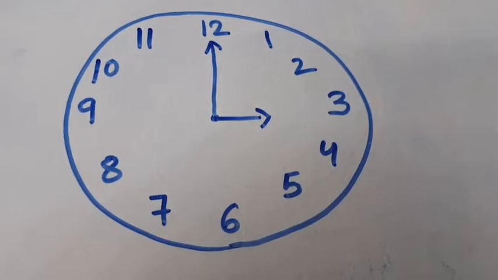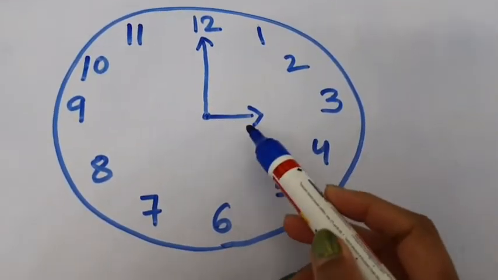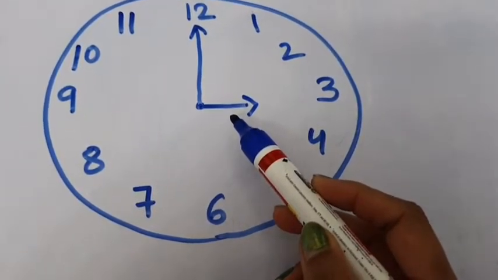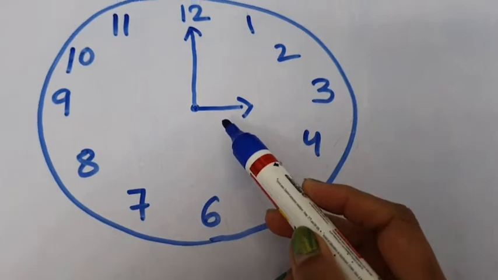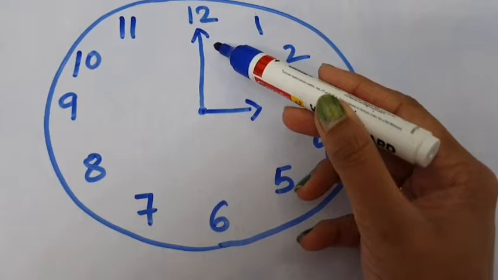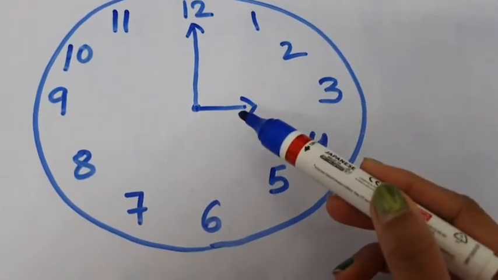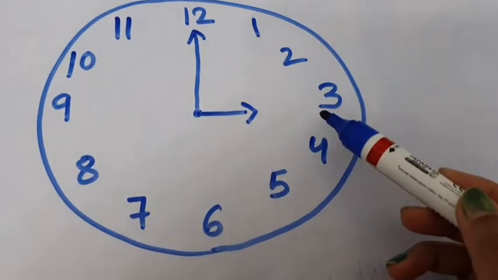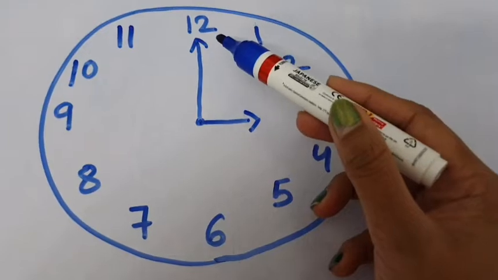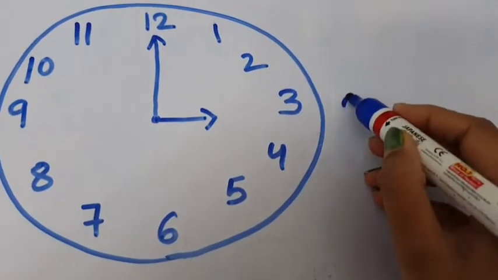Now, I will tell you how to know the time. This is shorter hand. Shorter hand is called what? Shorter hand is the hour hand. Okay? And this is the longer hand. Longer hand is called minute hand. Okay? So, when the hour hand is at 3 and the minute hand is at 12, the time is 3 o'clock.